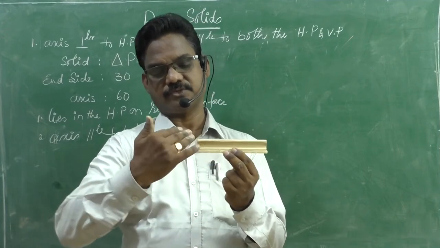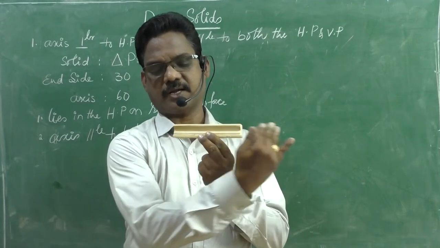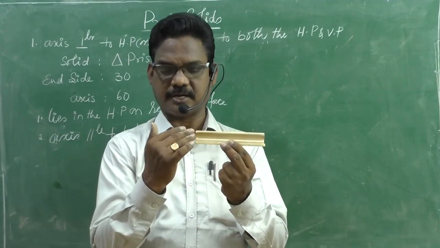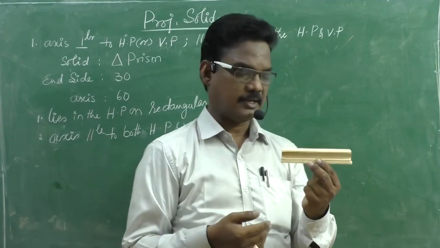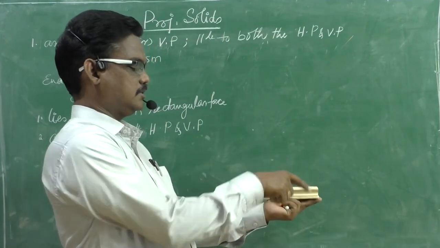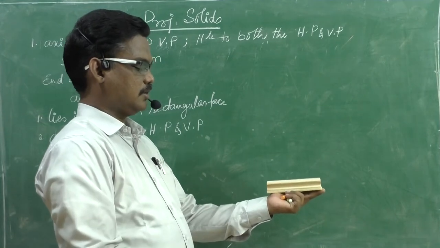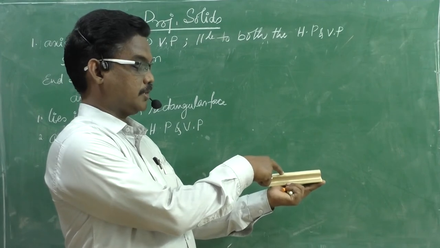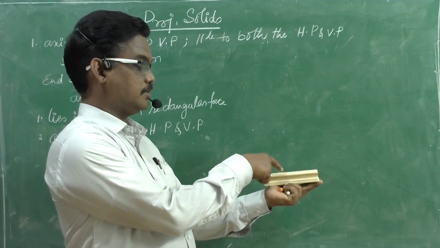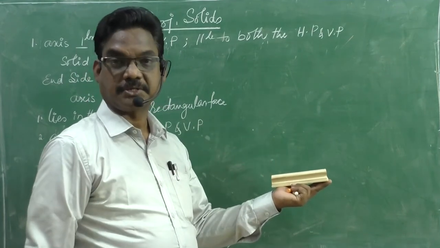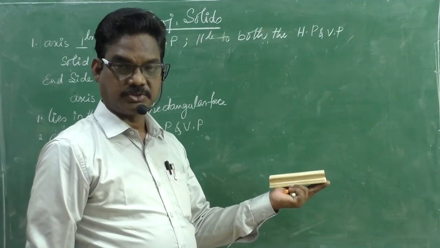And this face, if you cut like this along the triangular edge, it is a rectangle. It is also a rectangle. It lies in the HP, the horizontal plane, like this. So now, the axis of the triangular prism is parallel to both VP and HP. Okay, this is the position.